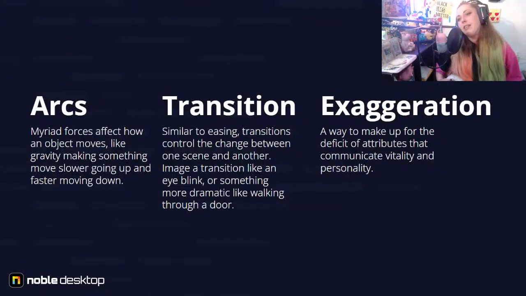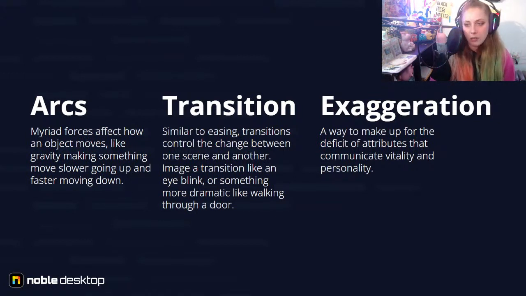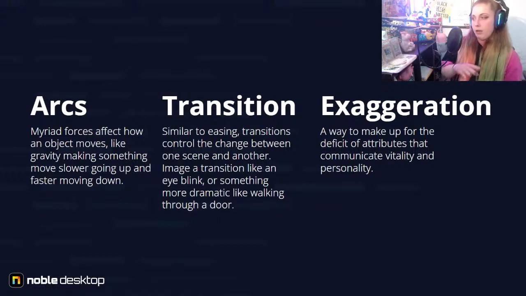Our next list of things that we want to talk about are your arcs, your transitions, and exaggerations. Okay. So arcs I mentioned earlier with the Casper commercial, where I can't remember the word that they used, I don't think it was relaxation. We're just going to pretend it was though. And they had quite a literal arc happening with that.